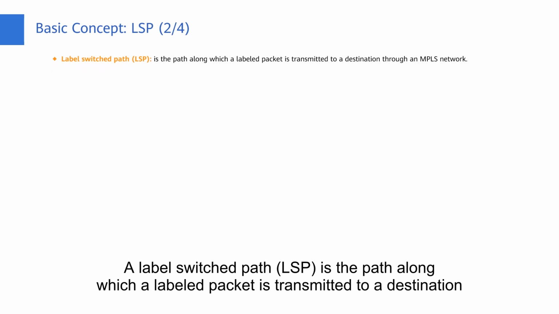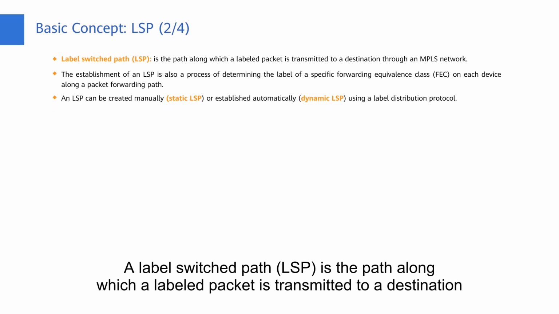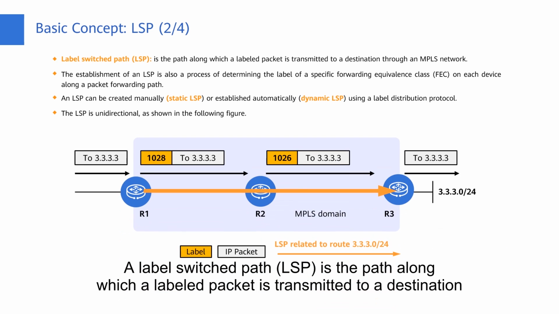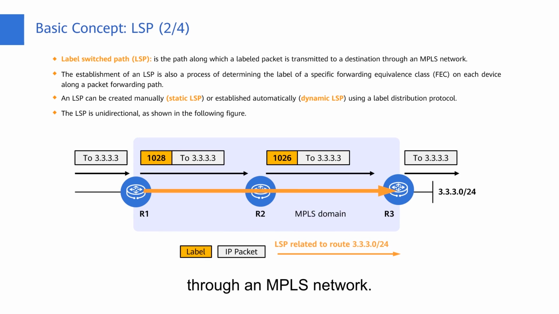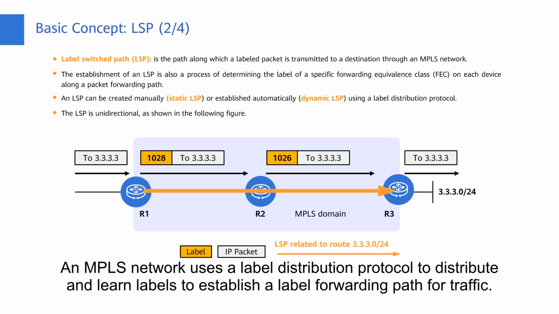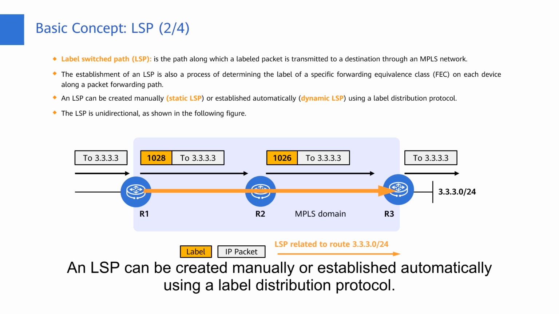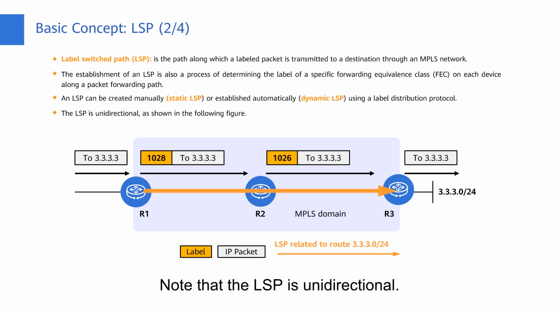A label-switched path, LSP, is a path along which a labeled packet is transmitted to a destination through an MPLS network. An MPLS network uses a label distribution protocol to distribute and learn labels to establish a label forwarding path for traffic. An LSP can be created manually or established automatically using a label distribution protocol. Note that an LSP is unidirectional.